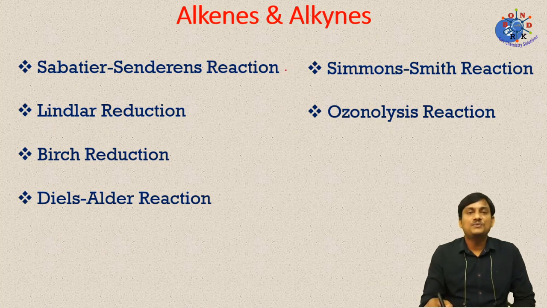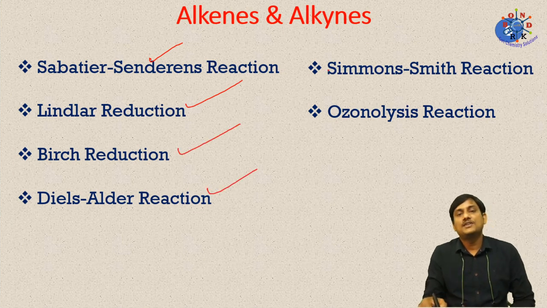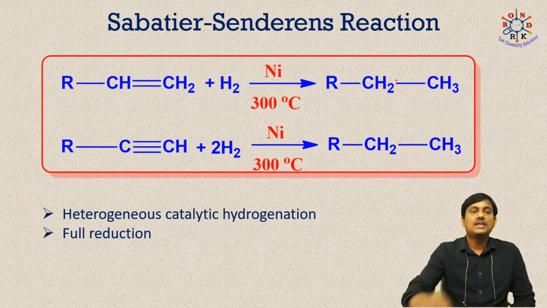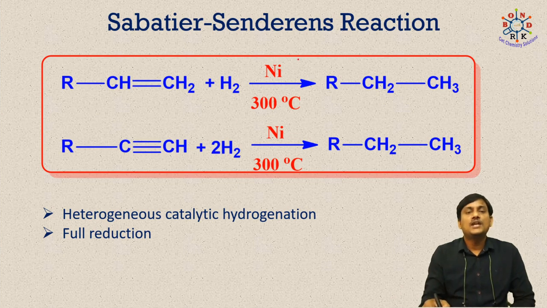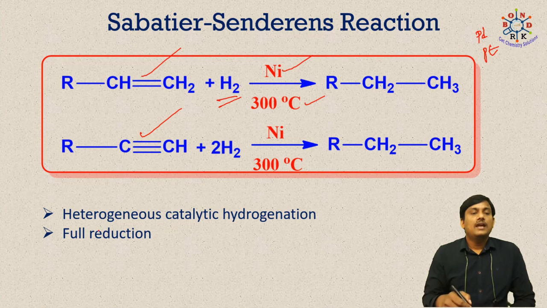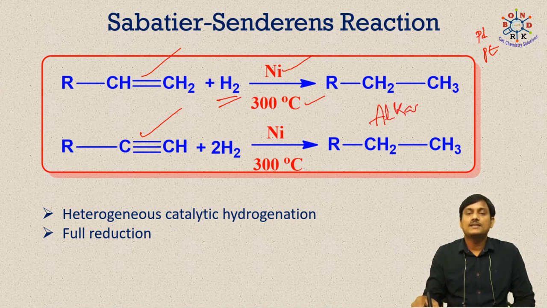In alkenes and alkynes, we have Sabatier-Senderens reaction, Lindlar reduction, Birch reduction, Diels-Alder reaction, Simmons-Smith reaction, and the Wurtz-Fittig reaction. Let's take the Sabatier-Senderens reaction. It's a heterogeneous hydrogenation reaction. Here there is the addition of hydrogen to the double bond of alkene, triple bond of alkyne in presence of nickel at 300 degree centigrade. In place of nickel, we can use palladium and platinum also. And here there is a complete or full reduction of alkenes and alkynes, and there is a formation of alkanes in both the cases.